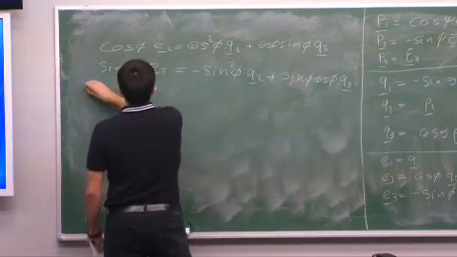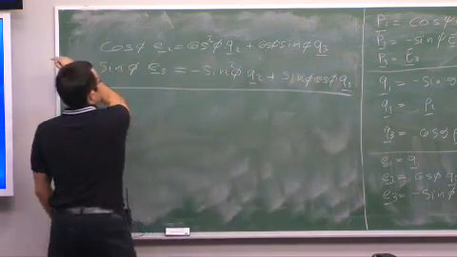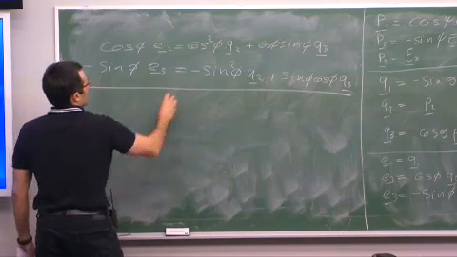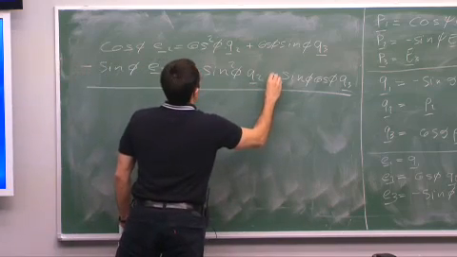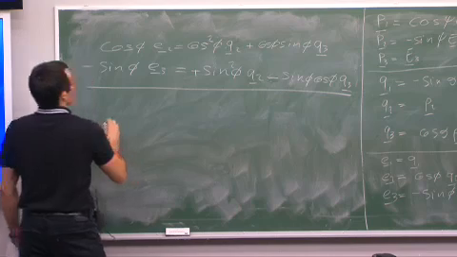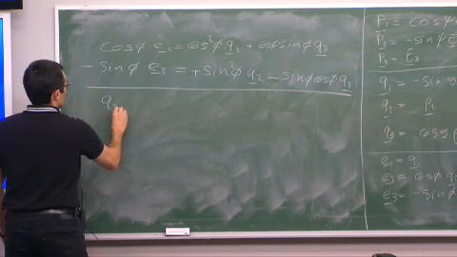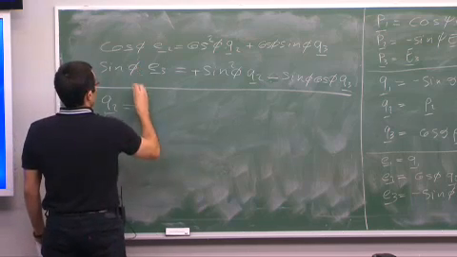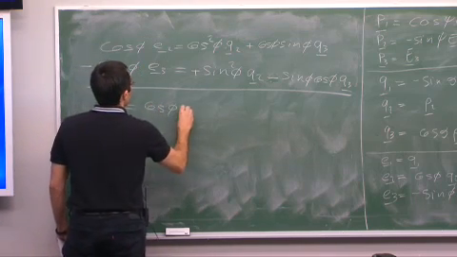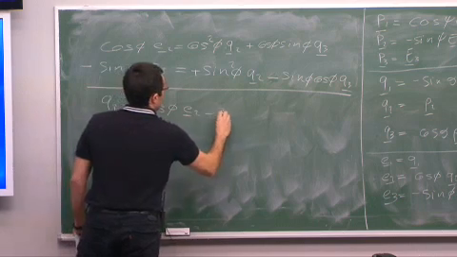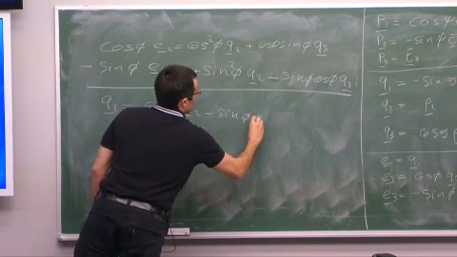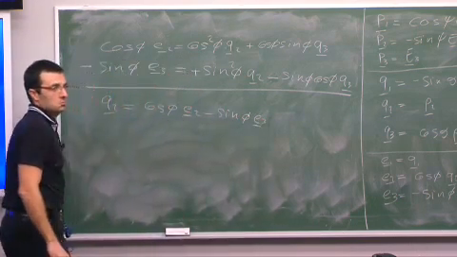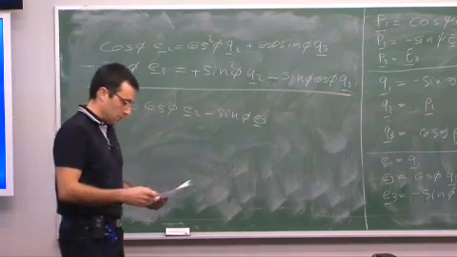And so I do this equation minus this equation, which is going to give me that q2, because cosine squared plus sine squared is 1, is actually equal to cosine of phi little e1 minus sine of phi e3. That's one way of doing it.